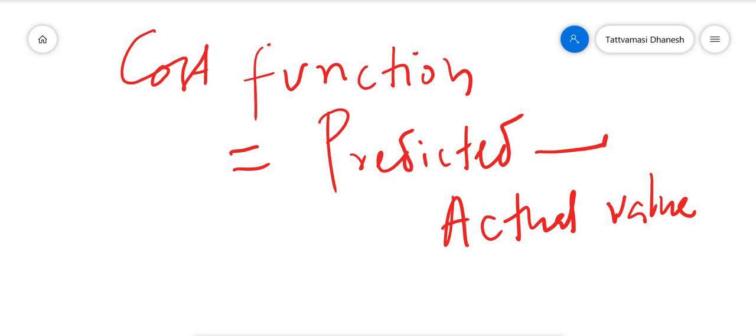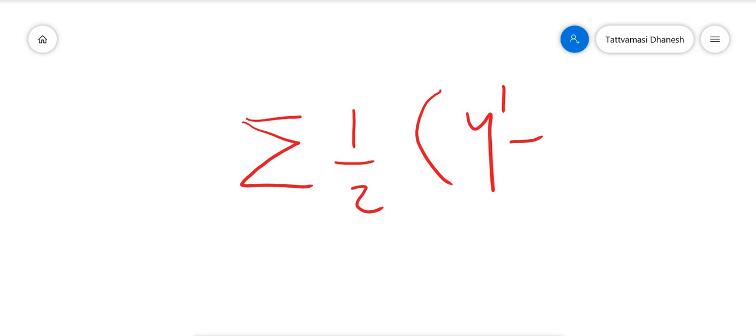If you need a more advanced equation, cost function can be written as sigma 1 by 2 into y dash minus y the whole square. Here 2 is the calculus factor because when you apply the power rule, the derivative of x raised to n is n x raised to n minus 1. To avoid that, we use 1 by 2. Why we are squaring it: the errors can be positive and negative. So when you subtract, you will get positive and negative values, and they can cancel each other when you add them. To avoid that, you square it.